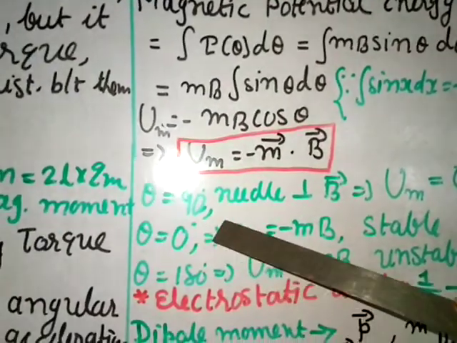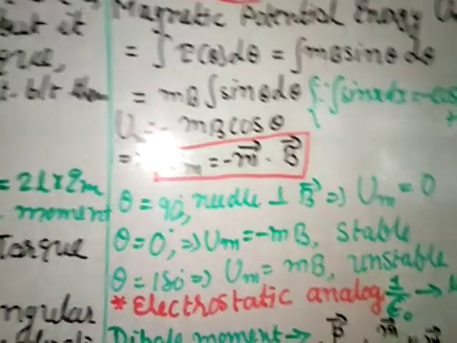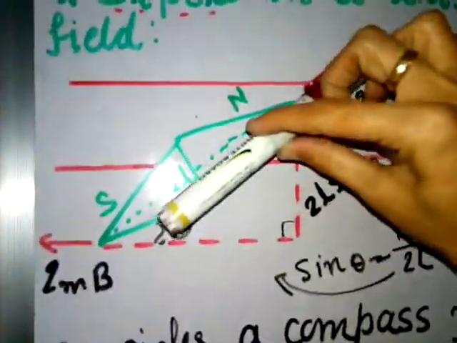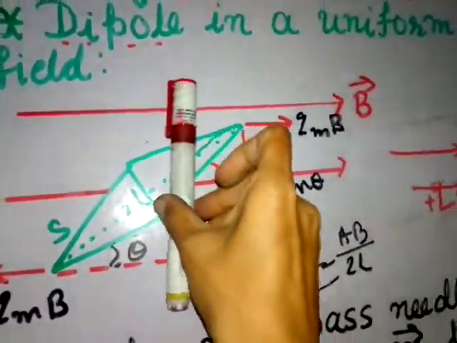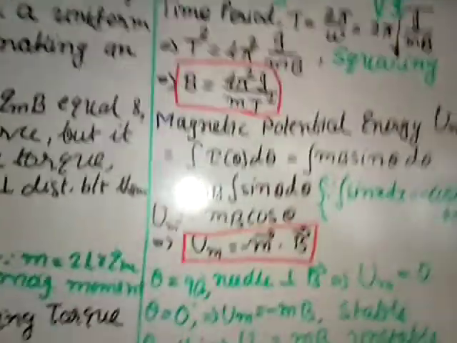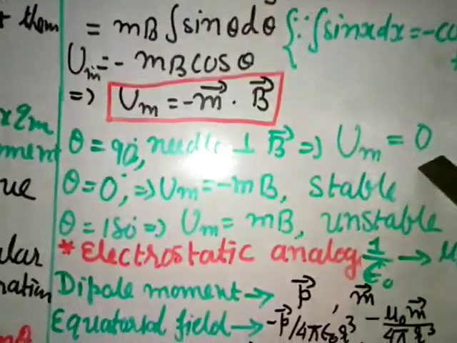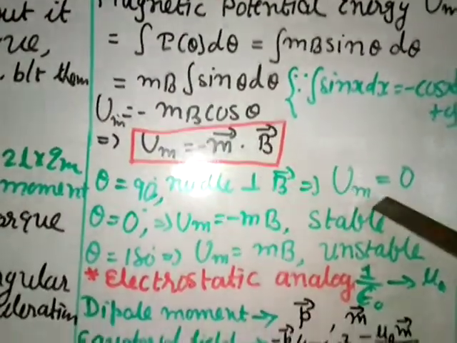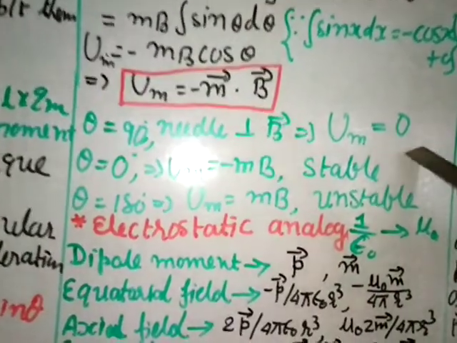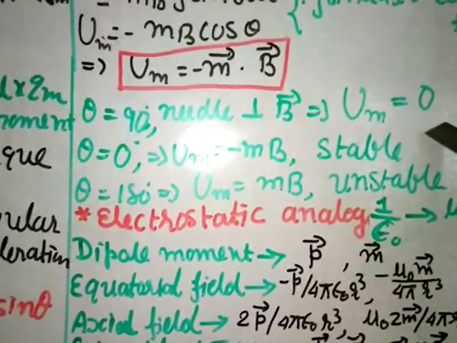Now if theta is 90, that means the needle is perpendicular to B. The needle is not like this, but perpendicular like this to B. If it is perpendicular to B, then U_m will be 0. Why will U_m be 0? Because cos 90 is 0. So the magnetic potential energy is 0.